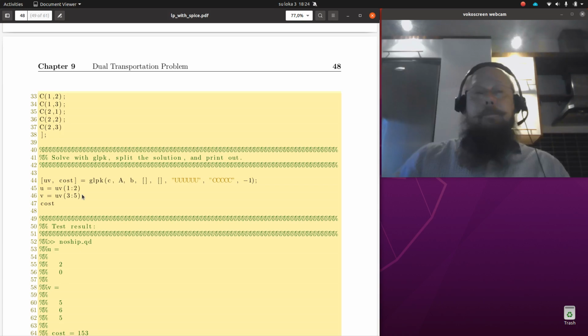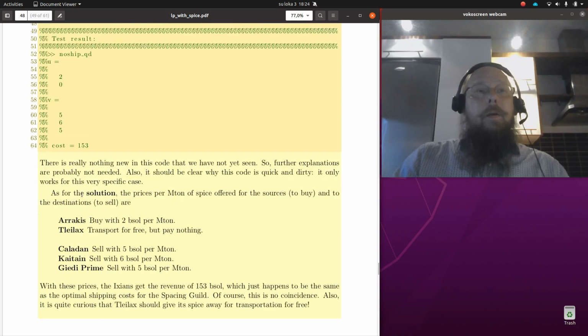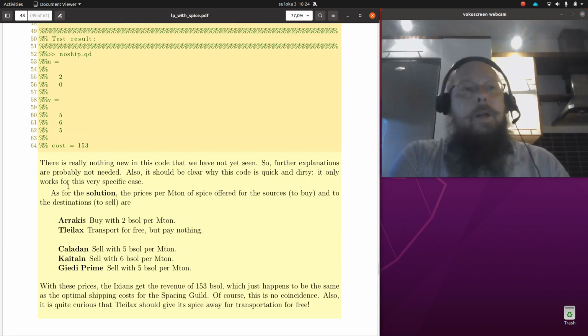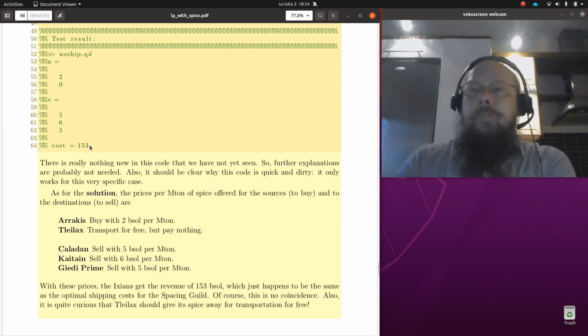And again, as always, in this file is copied the test result. So no-zip quick and dirty will give U is 2 and 0, V is 5, 6, 5, and the cost is 153.